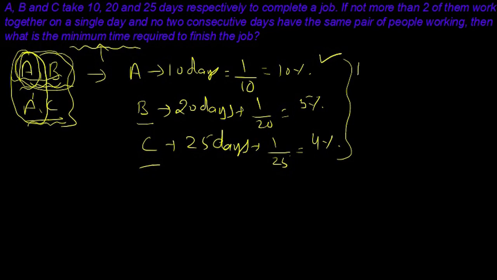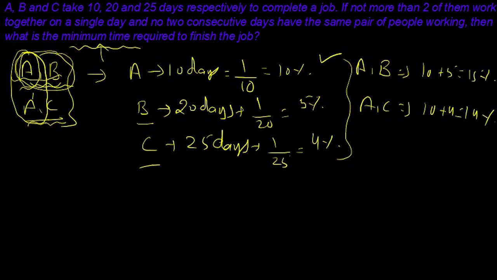If A and B are working together, so 10 plus 5, 15% of our work should be done in the first day. Next day it should be A or C. So what should be A or C? It is 10 plus 4, which is 14%. First day AB, second day AC. So in a 2 day pattern, what amount of work is completed? 29% of the work will be completed in those 2 days.